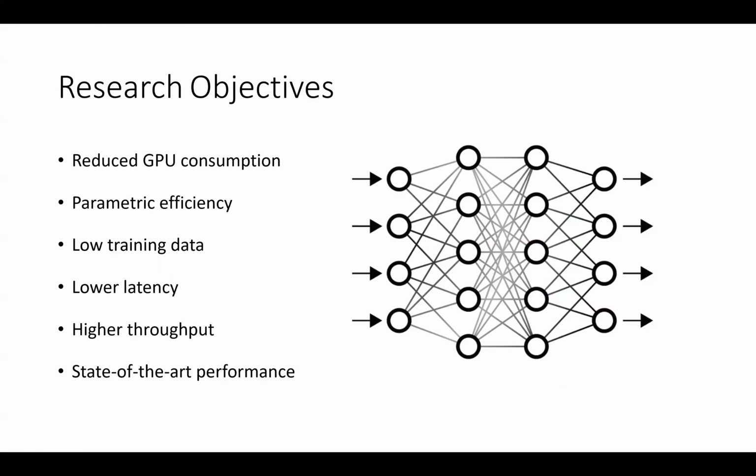So the research objective for my thesis was how to create computer vision architectures which have reduced GPU consumption, higher parametric efficiency, which need very little training data, and at the same time give very fast output for both training and inference with low latency and higher throughput, and still give state-of-the-art performance.